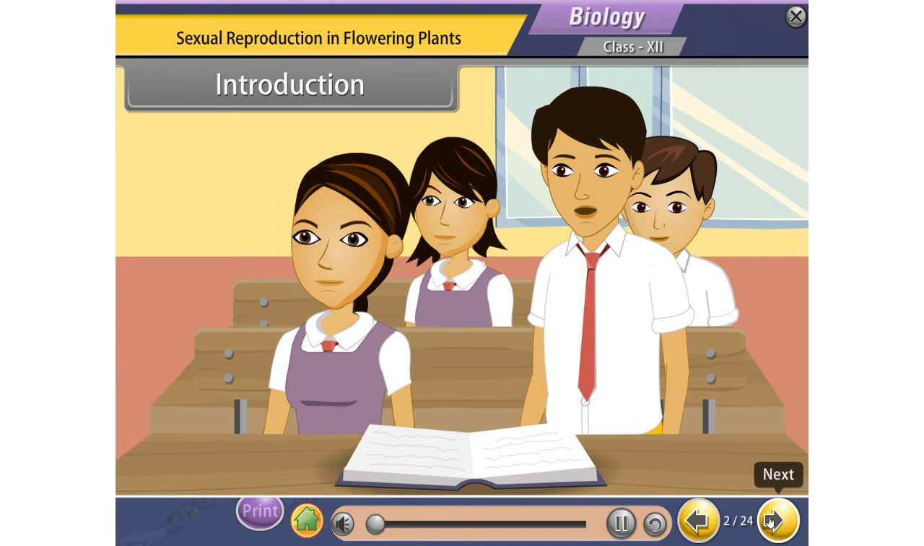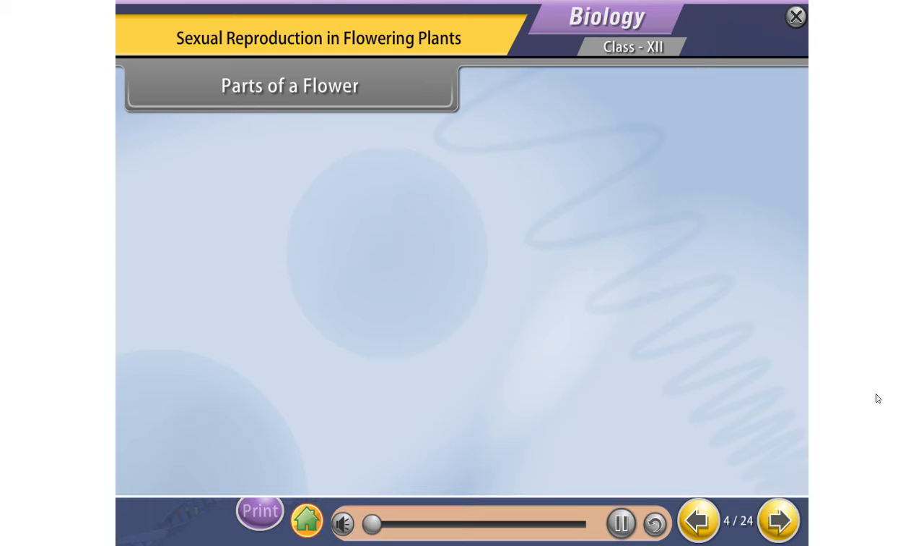Introduction. Objective. Parts of a flower.